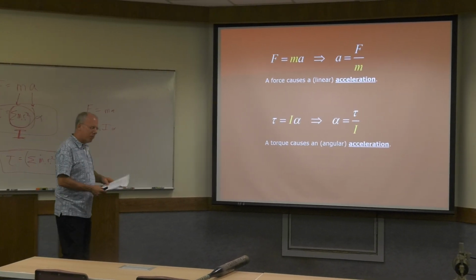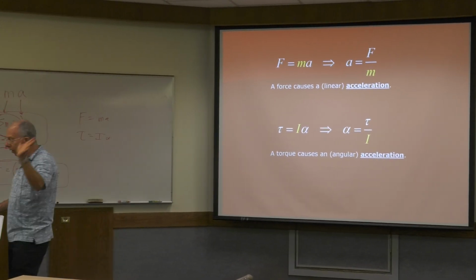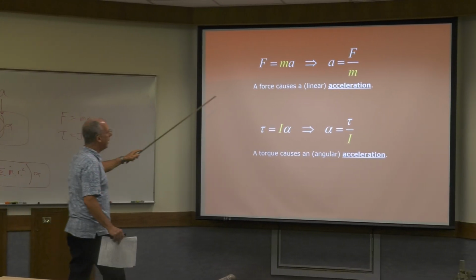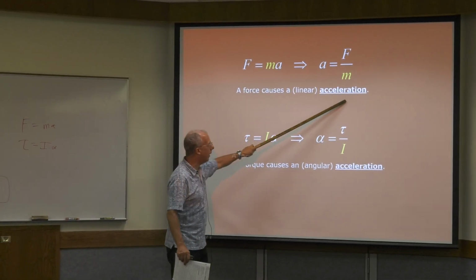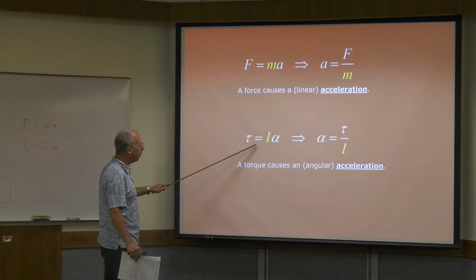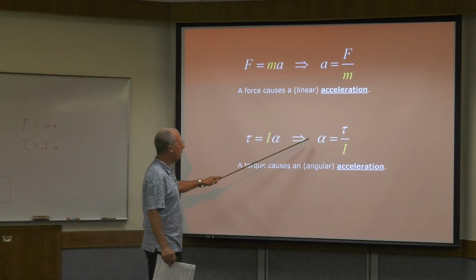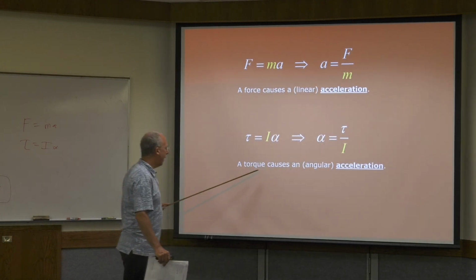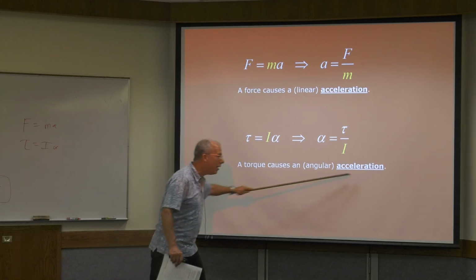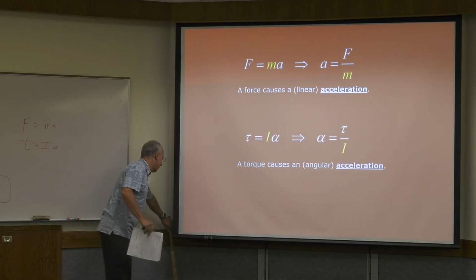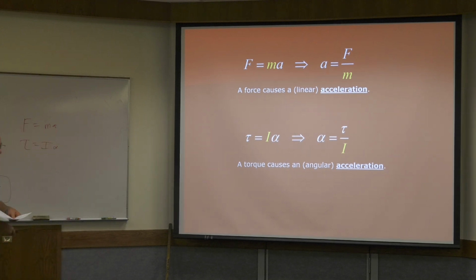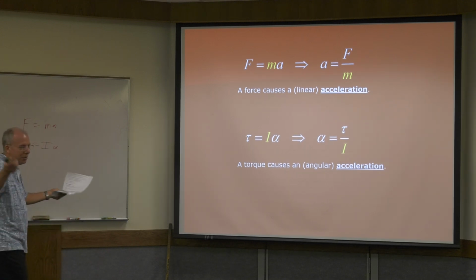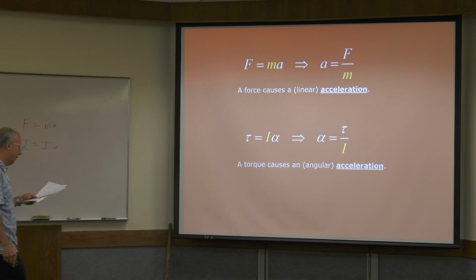So I'm just repeating myself over and over again. F equals ma, a equals F over m: a force causes a linear acceleration. Torque equals I alpha, so therefore alpha equals torque over I: a torque causes an angular acceleration. Completely equivalent. So if you understand the linear motion in dynamics, this is free. It's a piece of cake.